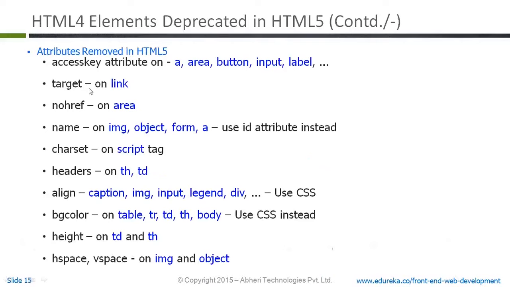Target was the attribute which was present on link. That's removed. Similarly, the headers attribute was there in table header and table data. That was removed. And the align attribute was there in caption, image, and so on. That is removed, and so on.